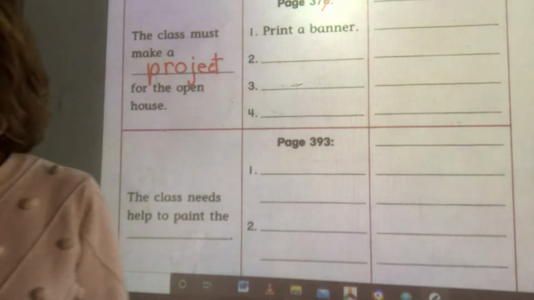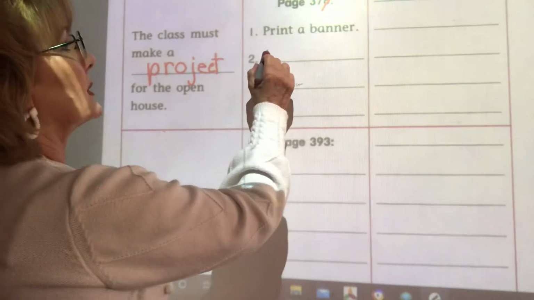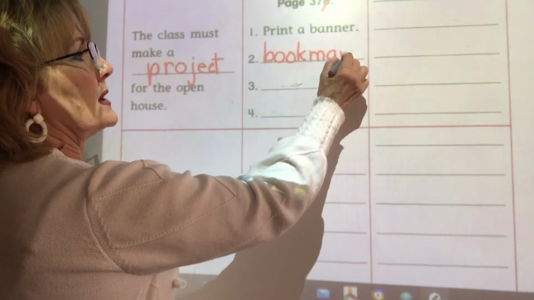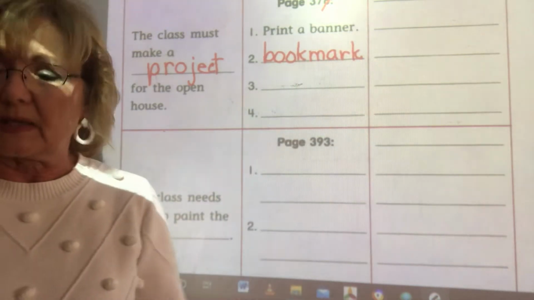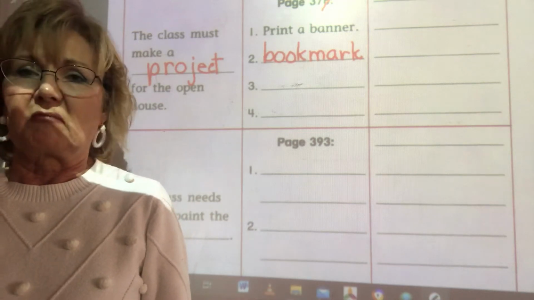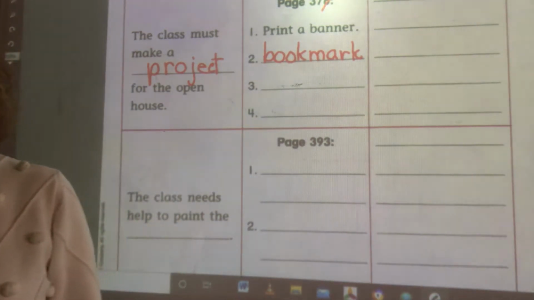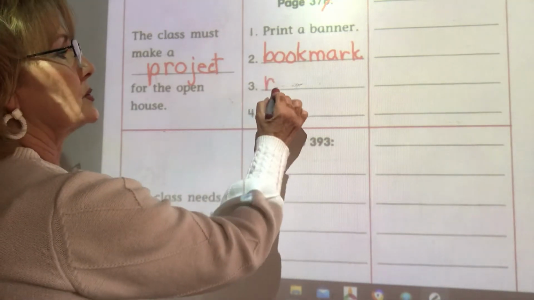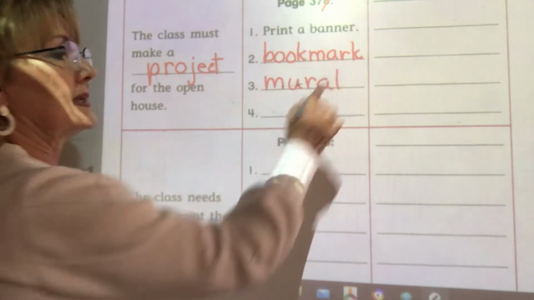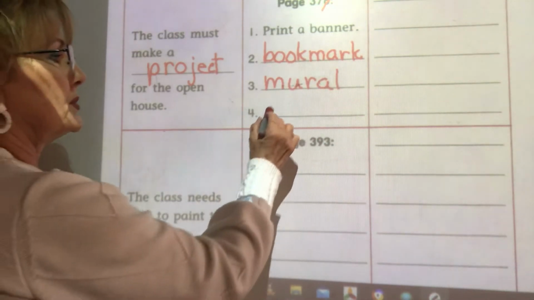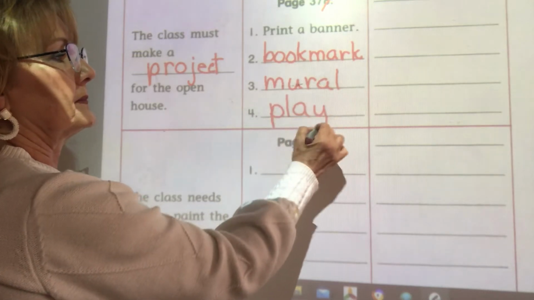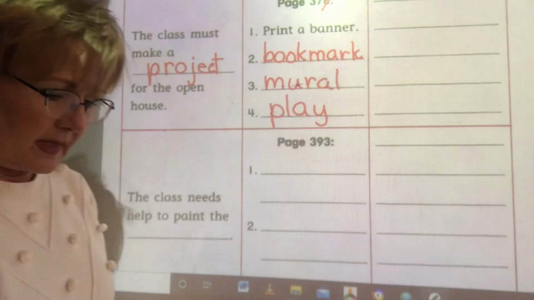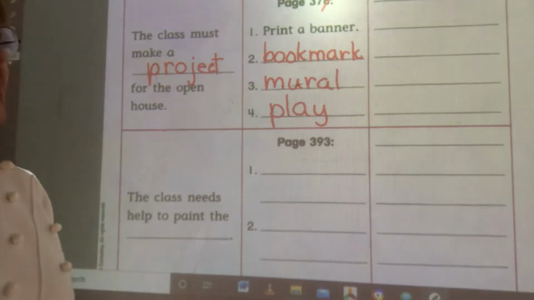What one would you like to pick next? A bookmark? Okay. We don't have room for lots of words here. So they thought, oh, we can make bookmarks. Who doesn't like a bookmark? They can make hundreds of bookmarks. Or I'm going to skip the card and go to a mural, since that's what they decided, or do a play. Okay, bookmark, mural, play, print a banner.